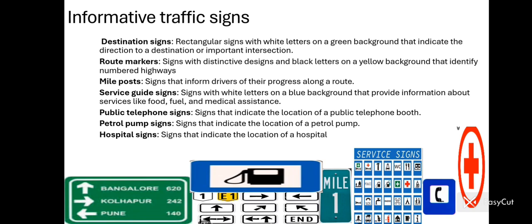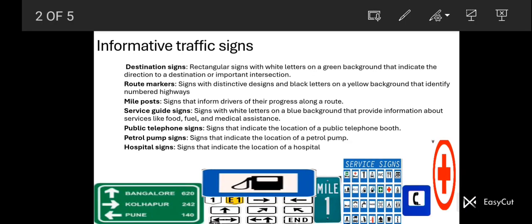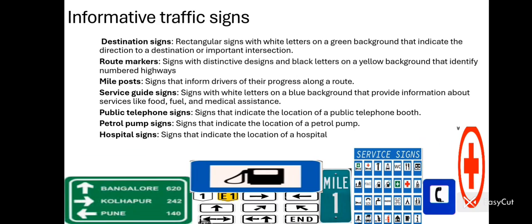And coming to the next one, the petrol pump sign. Signs that indicate the location of the petrol pump. For example, if you want to fuel your tank and you see this sign, then you can find nearby petrol pumps. And also this one, actually I forgot this. This is a public telephone sign. Signs that indicate the location of a public telephone booth. This one.